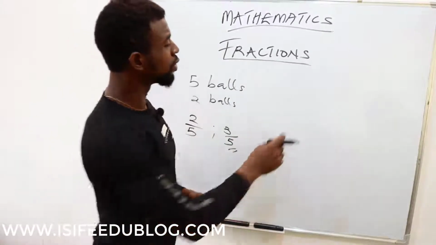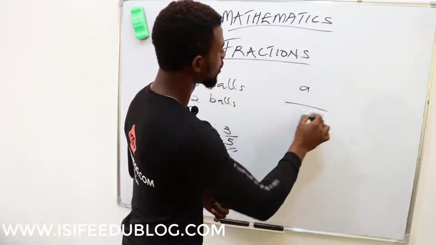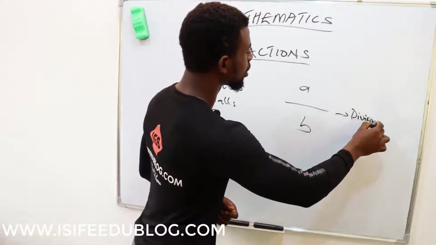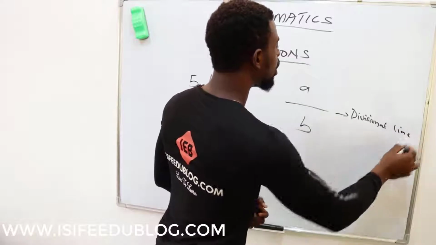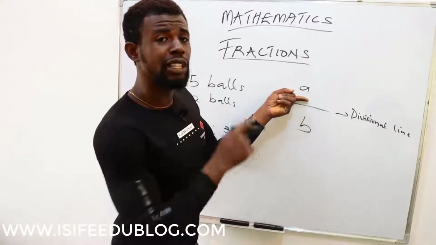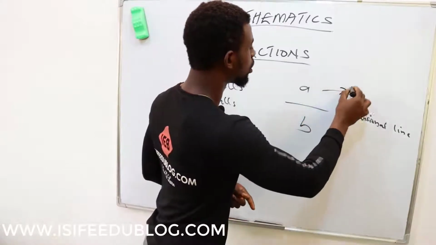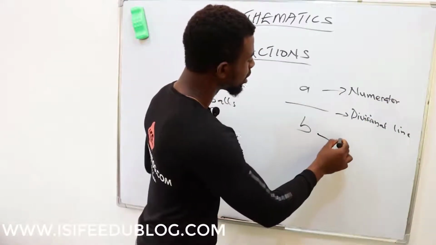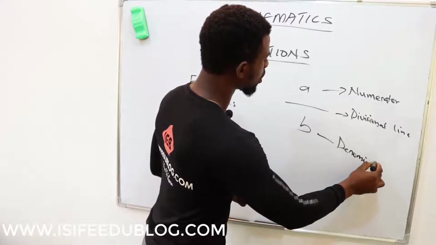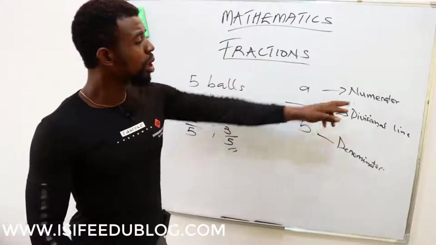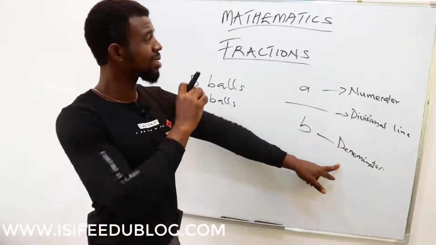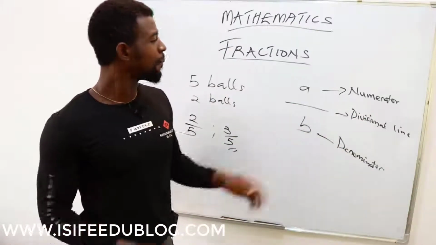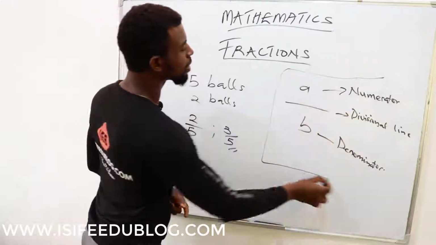Alright, and we represent a fraction with something that looks like this. Here we have what we refer to as a divisional or fractional line. What we have above this fractional line is known as the numerator. And what we have below this fractional line is known as the denominator. Now, our numerator and denominator are numbers. Remember, we said that mathematics is all about numbers. So A must be a number and B must also be a number. So when we talk about fractions, we're making reference to something that looks like this.